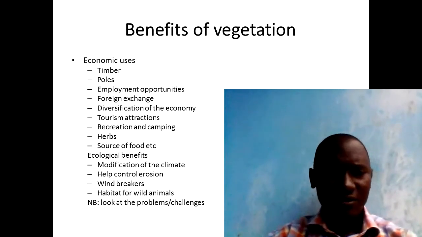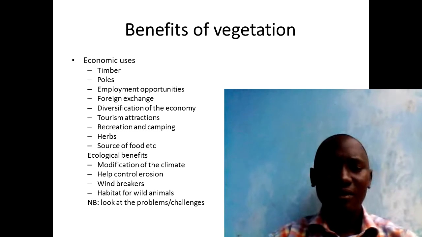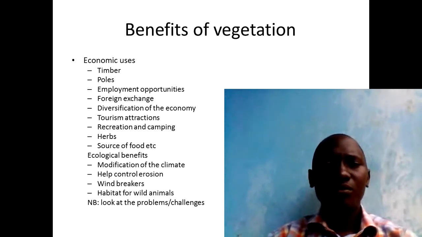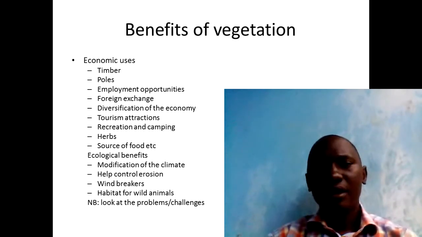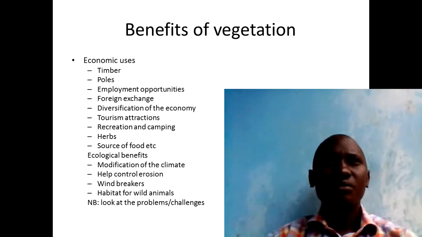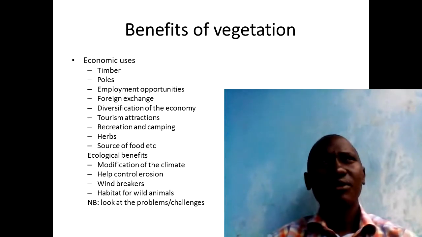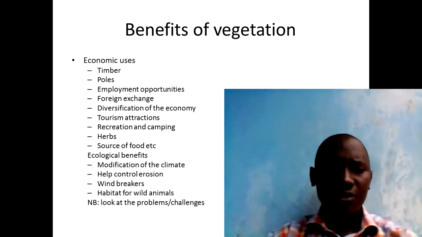Ecologically, forests or vegetation is used to modify the climate. They are very good at modifying the climate because they are the second greatest reservoirs of moisture to the atmosphere after open water bodies. Through the process of evapotranspiration, water evaporates from the trees, plants, and other vegetation into the atmosphere. It condenses to form clouds and later comes back as rainfall. So in such a way, it is helping to modify the climate.